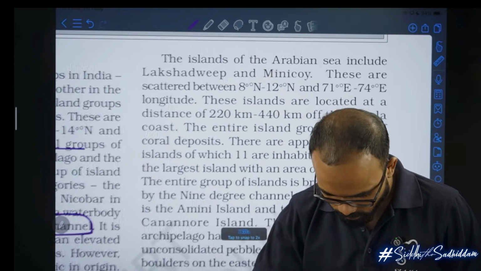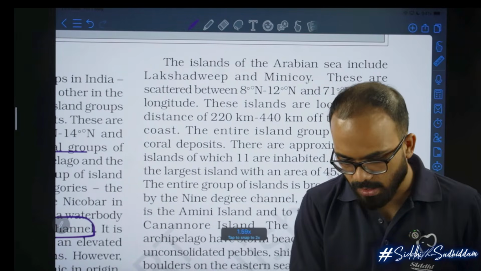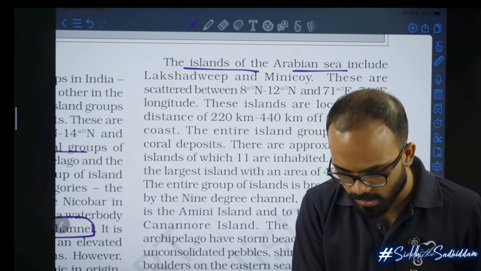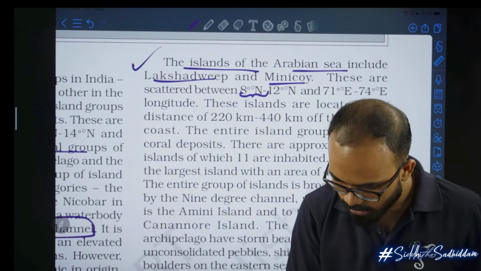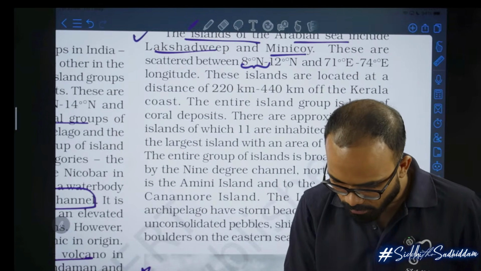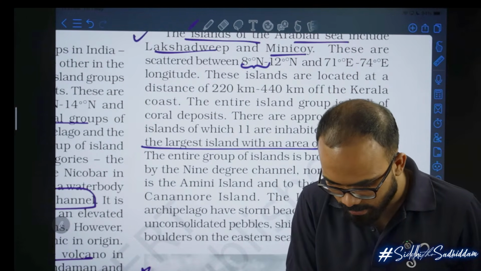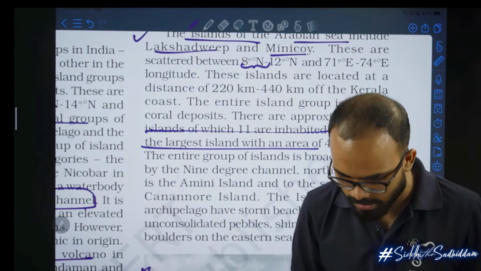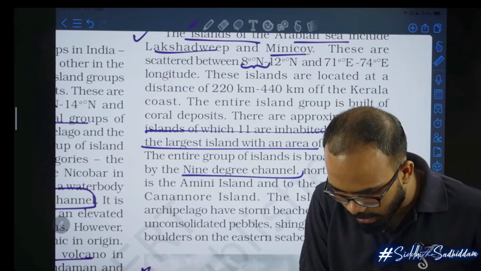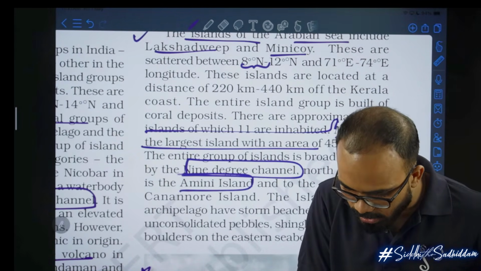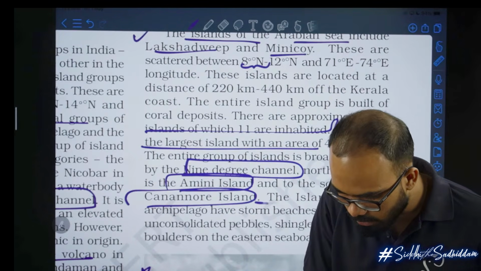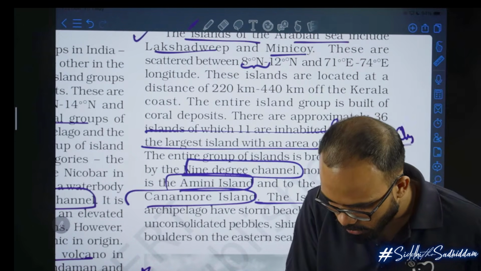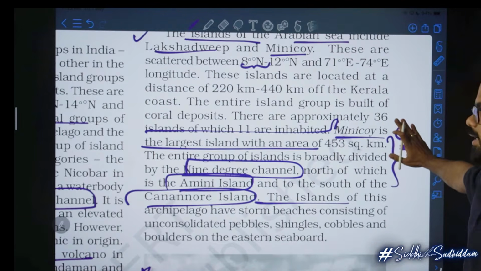Then the islands of Arabian Sea include Lakshadweep, Minicoy, this is important. 8-degree channel, this they can ask you. Minicoy is the largest island. This line they can ask you, what is the largest island. Now 9-degree channel, north of it is Amini, south of it is Cananor. This is important. You will get questions from this part.